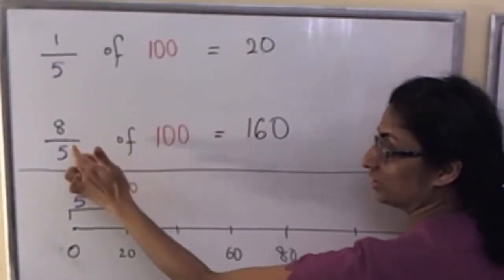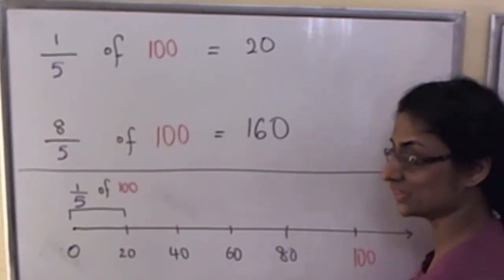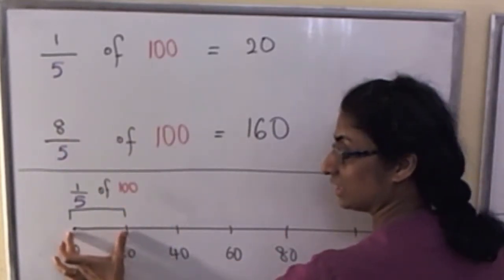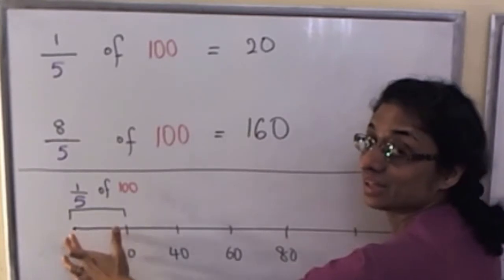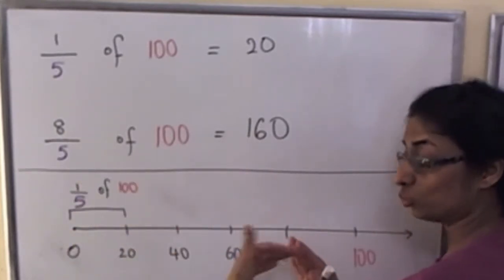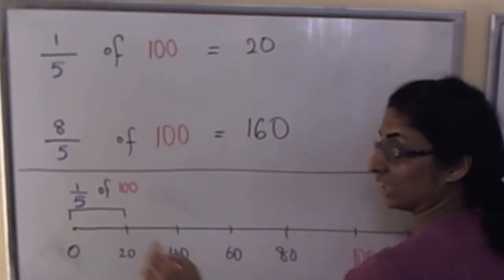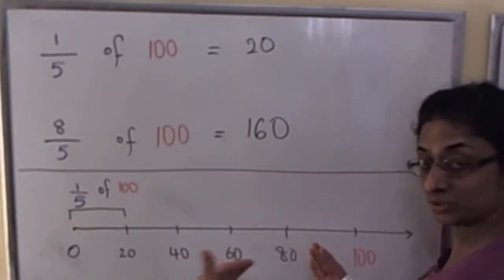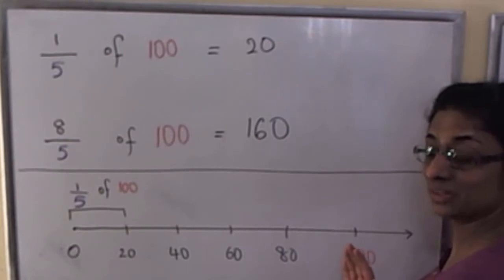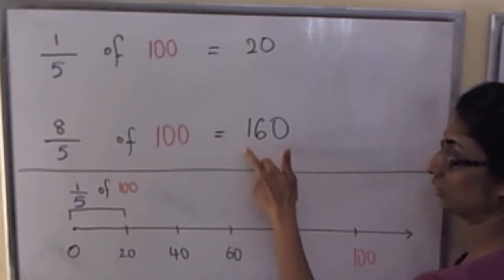8/5 of 100, the numerator 8 is telling us consider concatenating 8 such pieces, and 8/5 of 100 would be the length of that concatenated long piece. Each piece is of length 20. So if you concatenate 8 such pieces, the length would be 8 times 20 or 160.